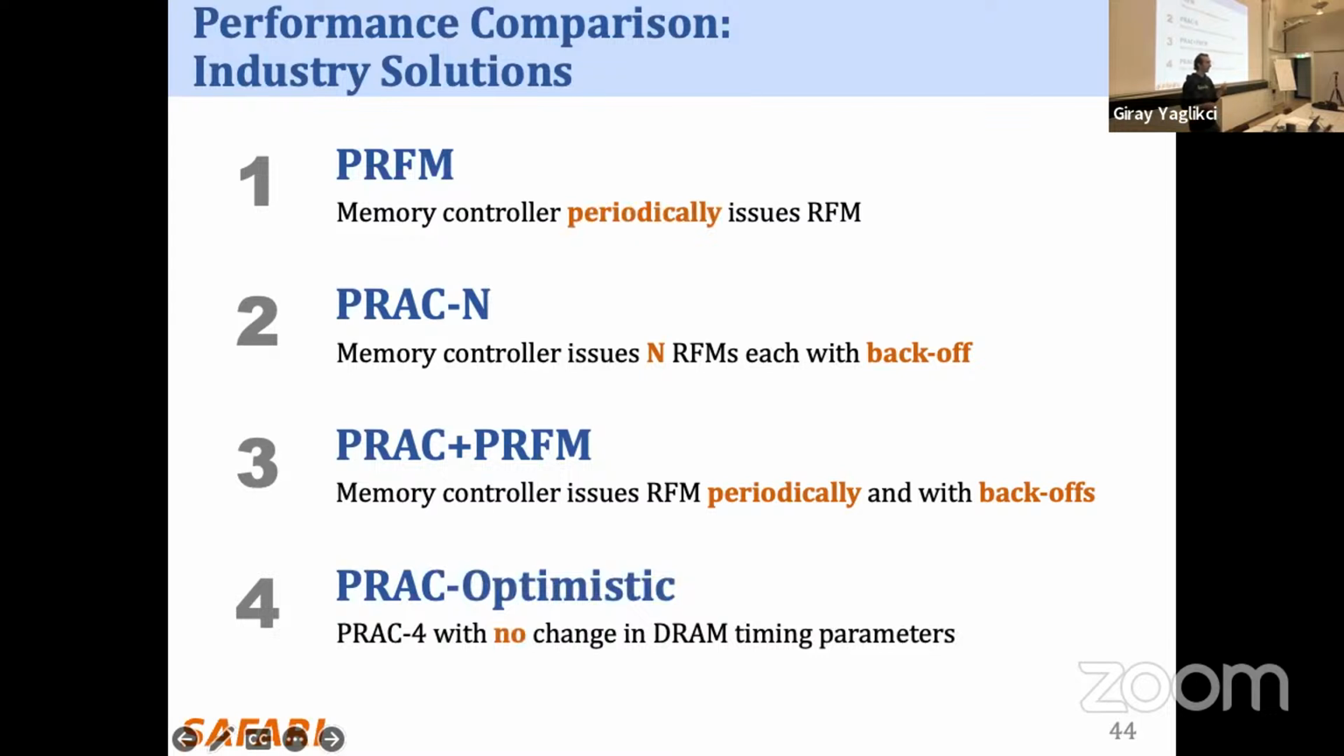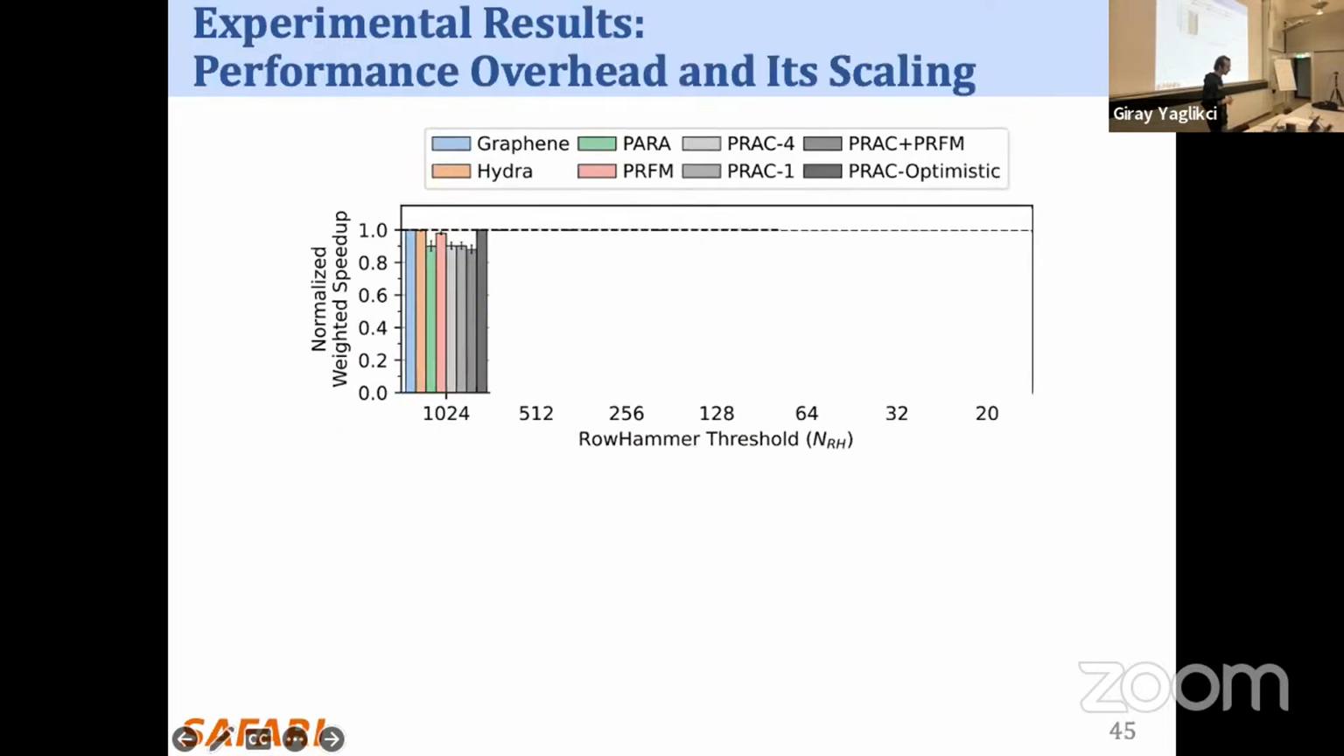So PREC has 2 sources of overhead. The first is that once the DRAM sends a backup signal, the memory controller stops its execution and starts sending RFM commands. So that induces overhead. The second is that PREC changes certain DRAM timing parameters and reduces the frequency at which we can access DRAM rows. To be able to assess which overhead is coming from where, we have this hypothetical analysis in our results as well. So I will show our performance results first.